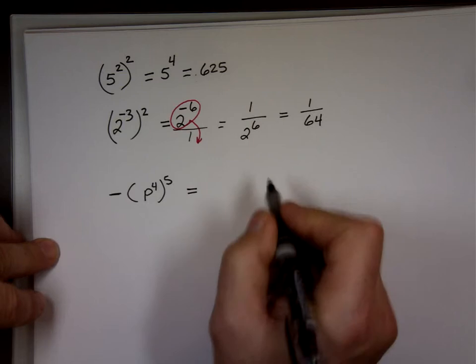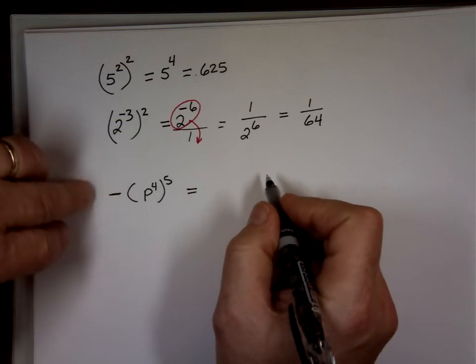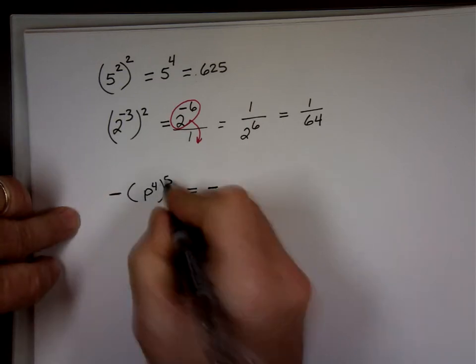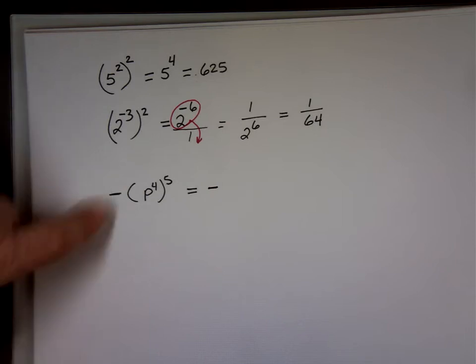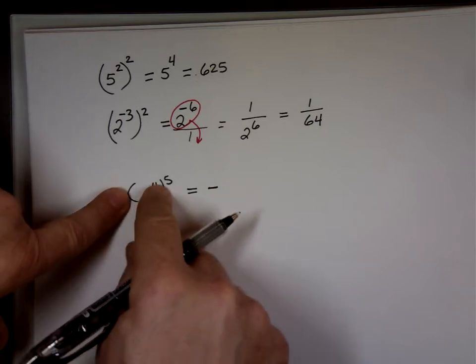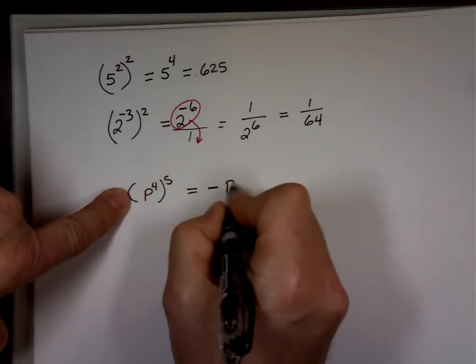Notice the negative is sitting outside, so it's nothing to do with the 5th power here. It's sitting outside. And this is p to the 4th to the 5th. That'll be p to what power? 20.